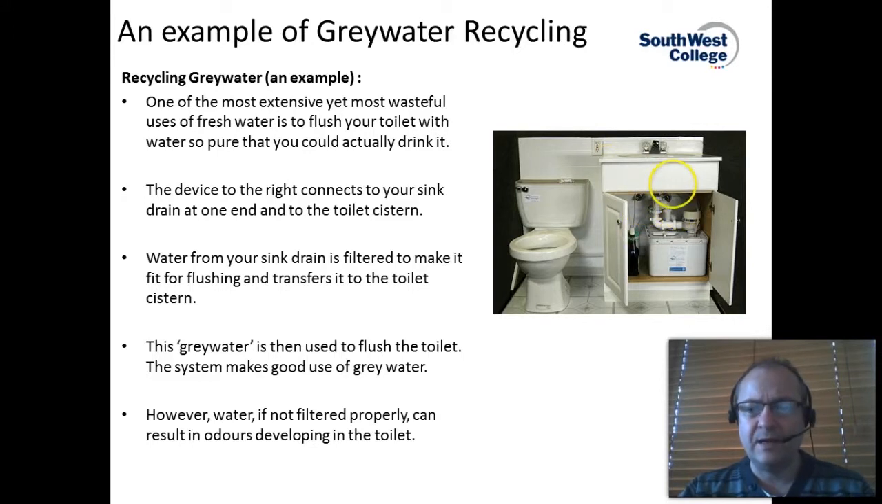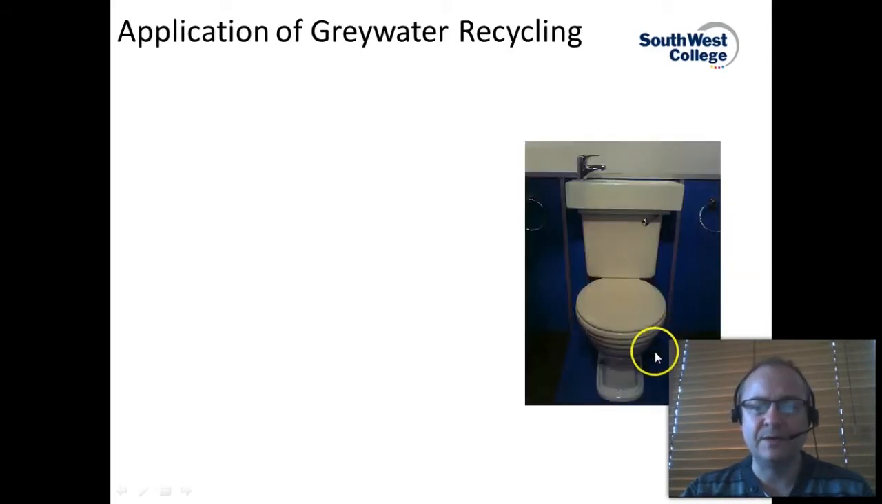However, it's very important in greywater systems to ensure that the water is filtered properly, because if it's not filtered properly, with soaps and suds and dirt and grease from people's hands and faces going into the water system, the greywater, if not properly filtered in the cistern, can result in odours and smells developing in the toilet. So the filtering of a greywater system is particularly important.